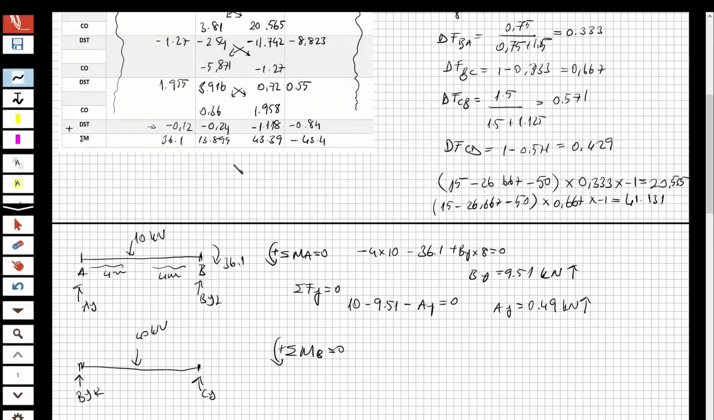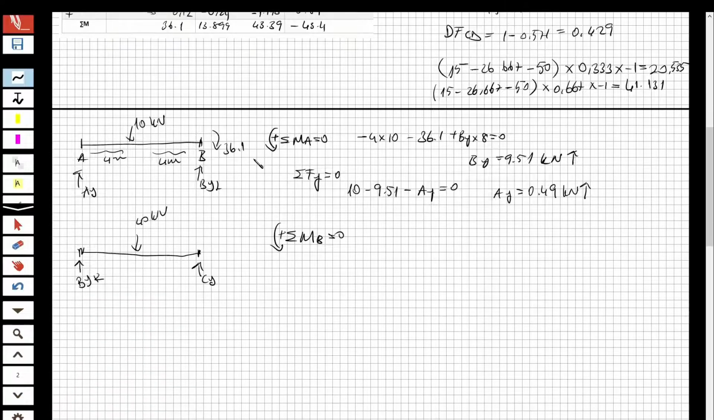Yeah, let's check the moments. Now for the BC, I have 13.899 and 43.39. So it's going to be in this direction, 43.39, and this is also going to be in this direction, 13.899. So minus 13.899 minus 43.39 and minus 40 multiplied by 4, because this is 4 meters.